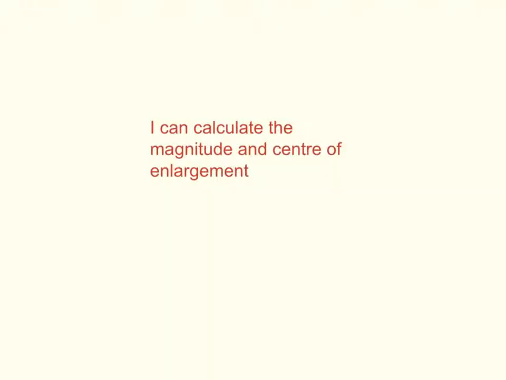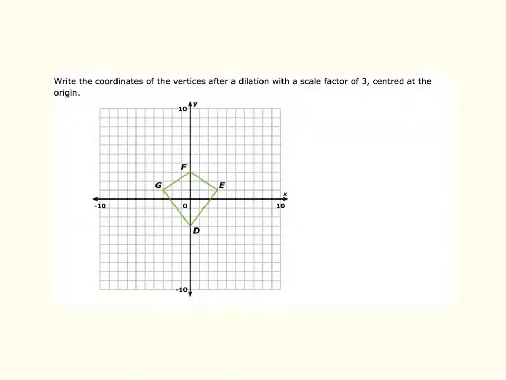This is a screencast on how to calculate the magnitude and centre of enlargement. So in front of you here you have a problem. It says write the coordinates of the vertices of the dilation, which is a fancy way of saying enlargement, with a scale factor of 3, centred at the origin. So let's unpack what some of these things mean.